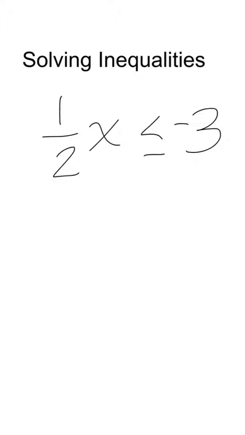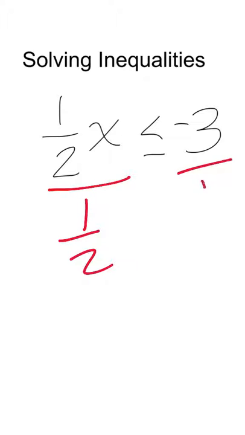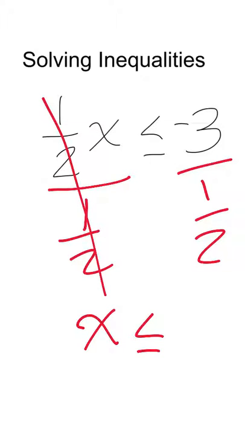For our next example, when we are dividing by a half, it's the same as multiplying by 2. So we can still divide both sides by a half, and x would be less than or equal to -6. So remember, when you divide by a half, it's the same as multiplying by 2.